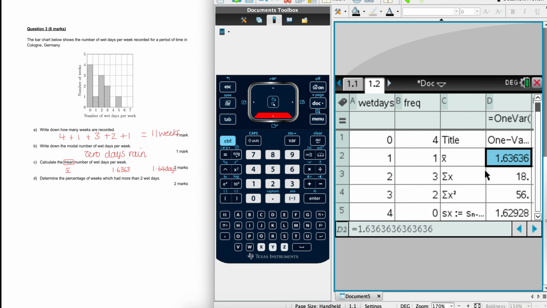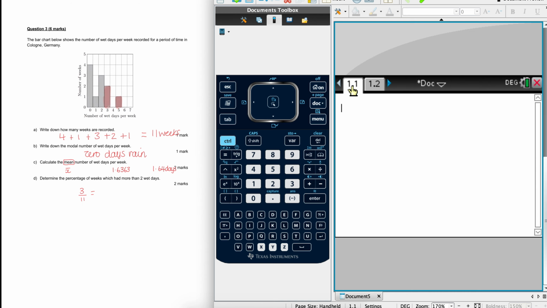And then we need to find the percentage of weeks that had more than 2 days of rain. So if we're talking about the percentage of more than 2, we're interested in this bar and this bar. They're the only 2 bars with more than 2 days of rain. So in total there was 2 plus 1, looking at the heights of those bars. So 3 out of the total 11. So we convert that to a percentage, which is just 3 divided by 11.